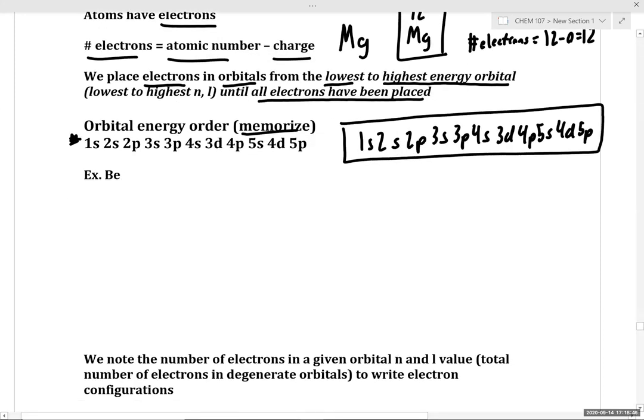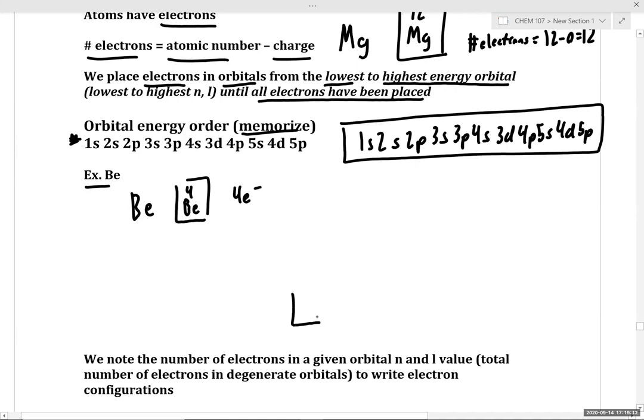So let's do an example. So for beryllium, if I look up beryllium in the periodic table, how many electrons does beryllium have? What is beryllium's atomic number? 4, yep, exactly right. So we have 4 electrons in beryllium.